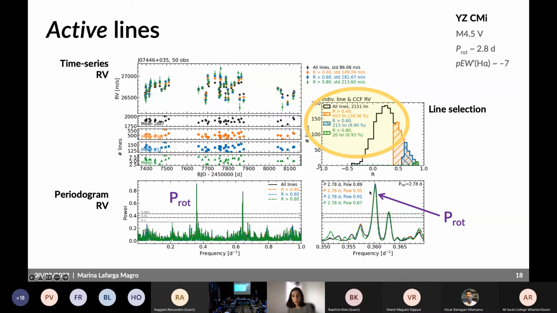And if you look at the periodogram of this data set, the peak at the stellar rotation period is still very significant. It looks very similar to the periodogram in black. You can barely see that because it's just behind that. And we're just using 20 lines instead of the 2,000. So we just wanted to highlight again that the number of lines that we use is very, very small.